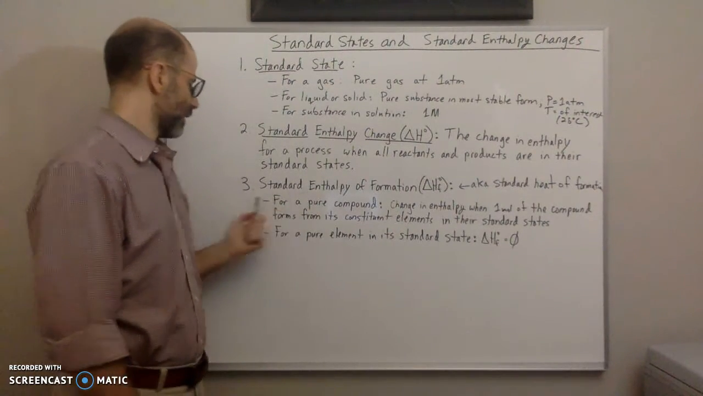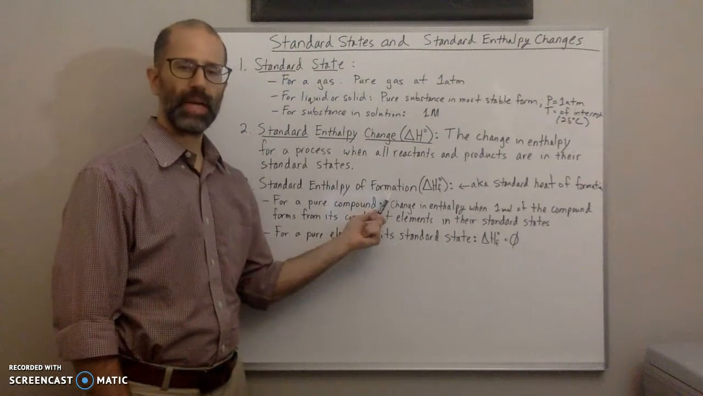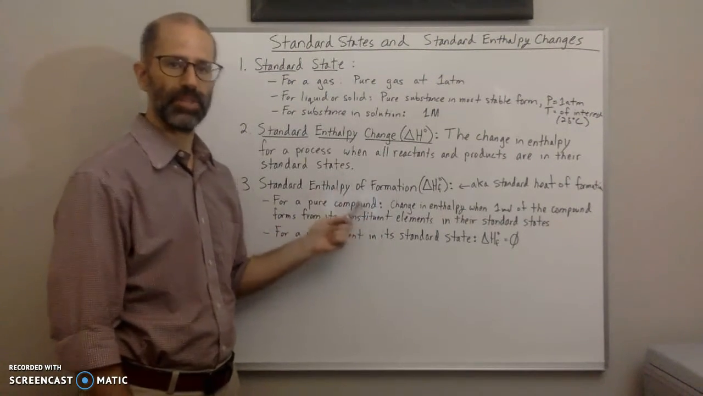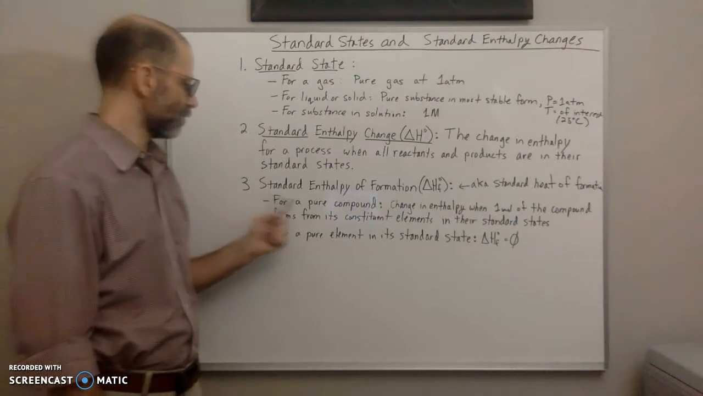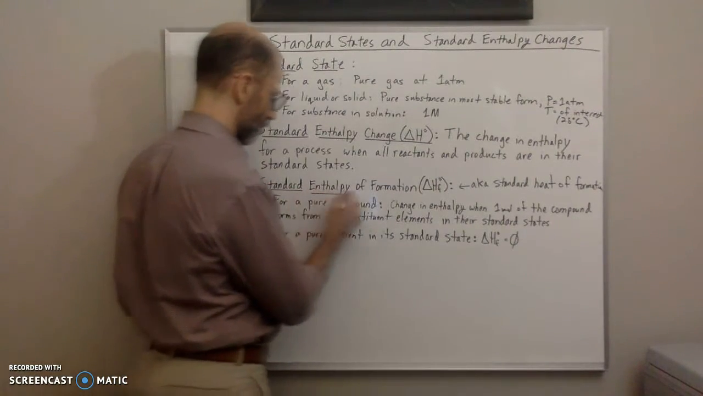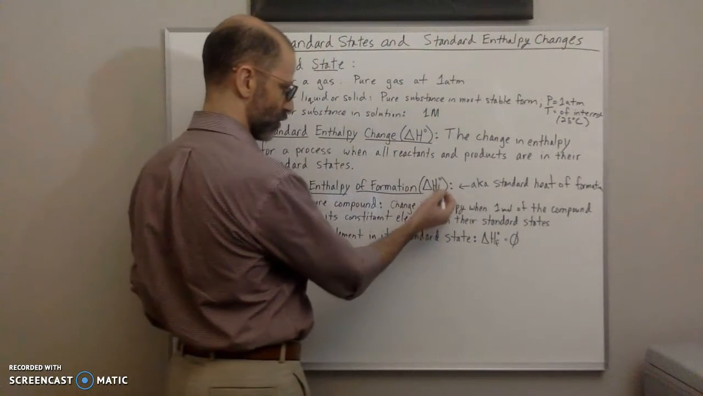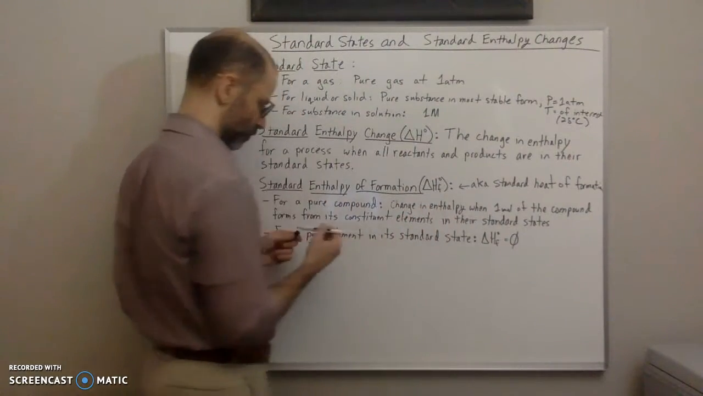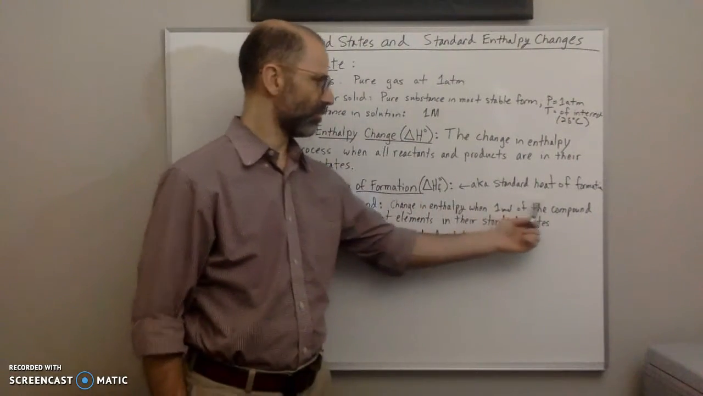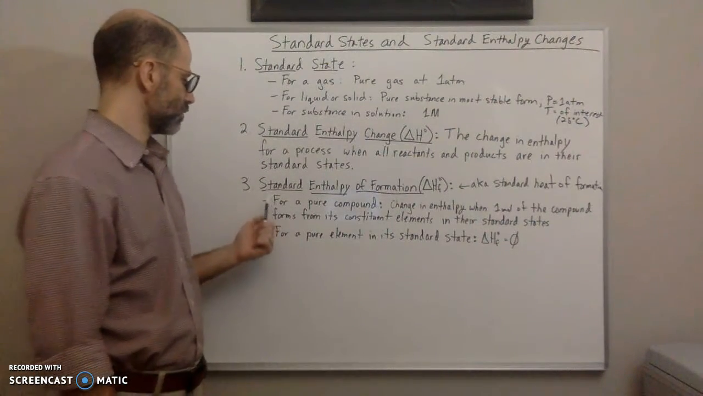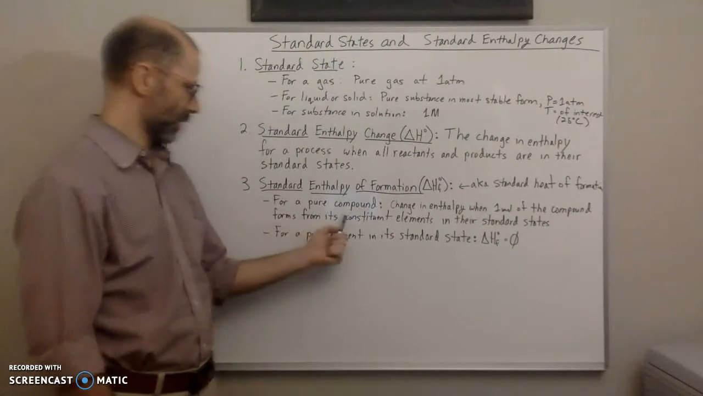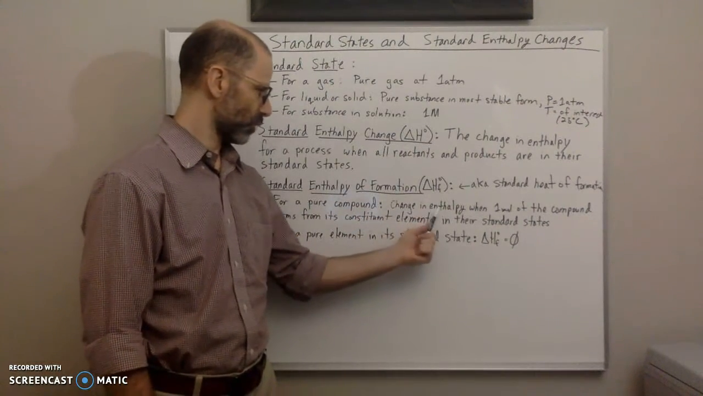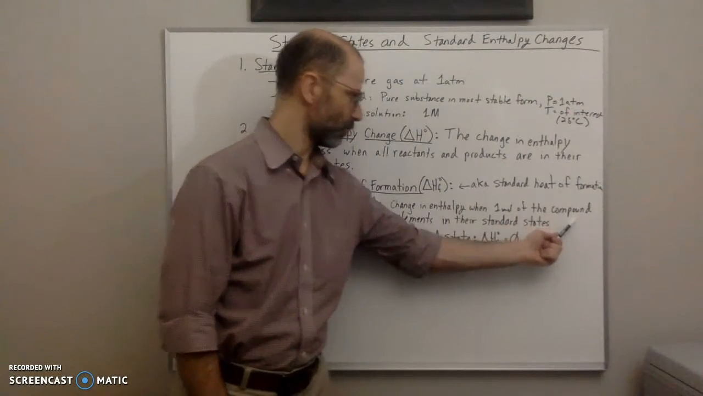And then finally, the standard enthalpy change of formation, and this is really important. You have to know this definition, and you have to be precise about it. The standard enthalpy of formation is delta H with the degree sign and f for formation. It's also known as the standard heat of formation. For a pure compound, the standard enthalpy of formation is defined as the change in enthalpy when 1 mole of the compound is formed.